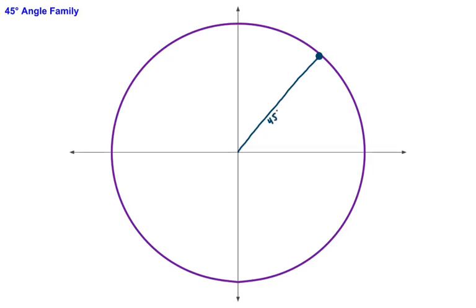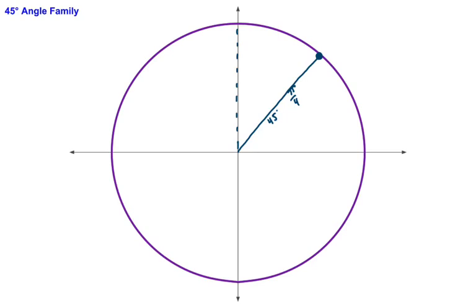Now, 45 degrees in radians is pi over 4 radians. Okay, so count again. Another 45 degrees takes us to 90 degrees. Now, 90 degrees is already part of the 90-degree angle family. We're going to leave that alone. But that is 2 pi's over 4. 45 degrees is 1 pi over 4. Then we go to 2 pi over 4.